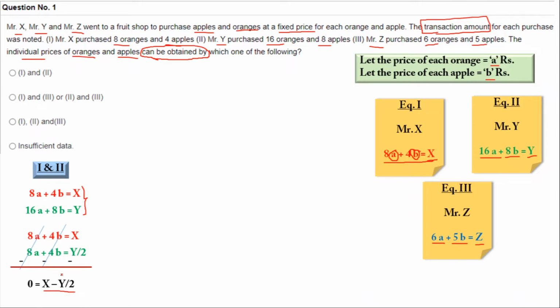So definitely this cannot be the correct answer. We cannot find the value of it. So here option number 1 is wrong. Now what we will do is, we will try solving 1 and 3.